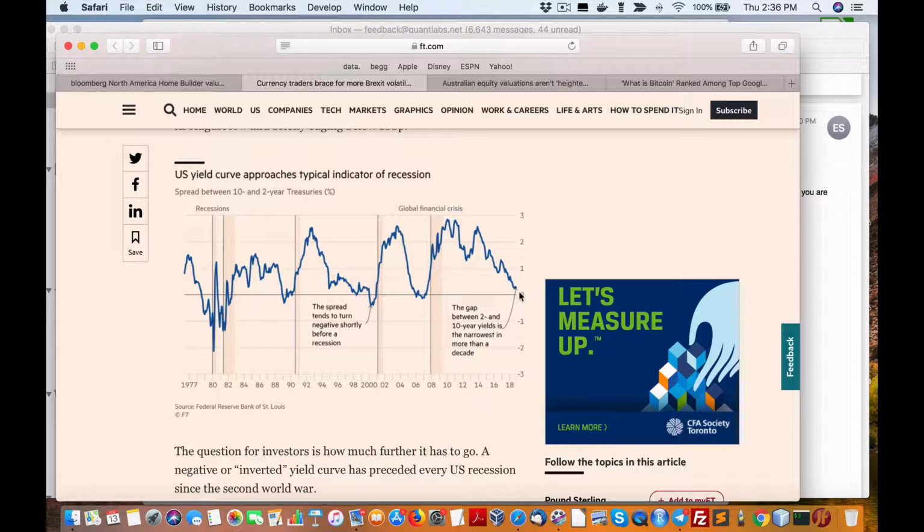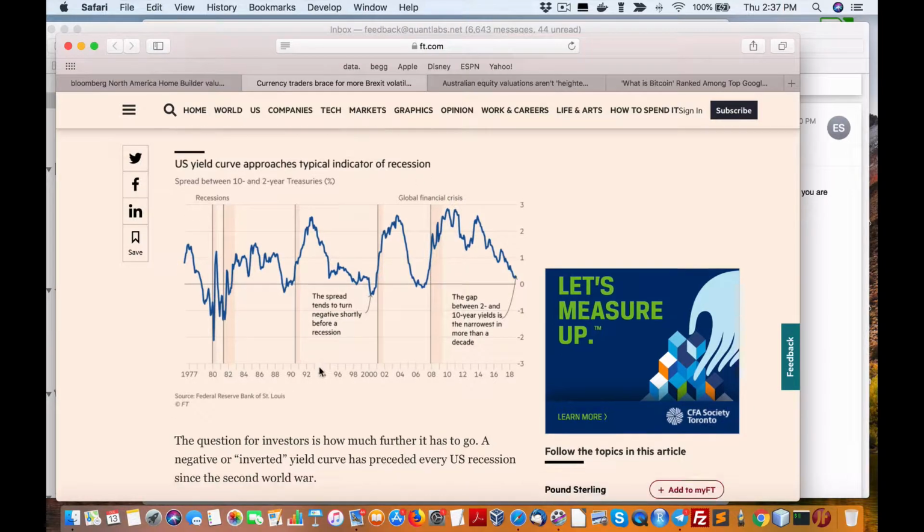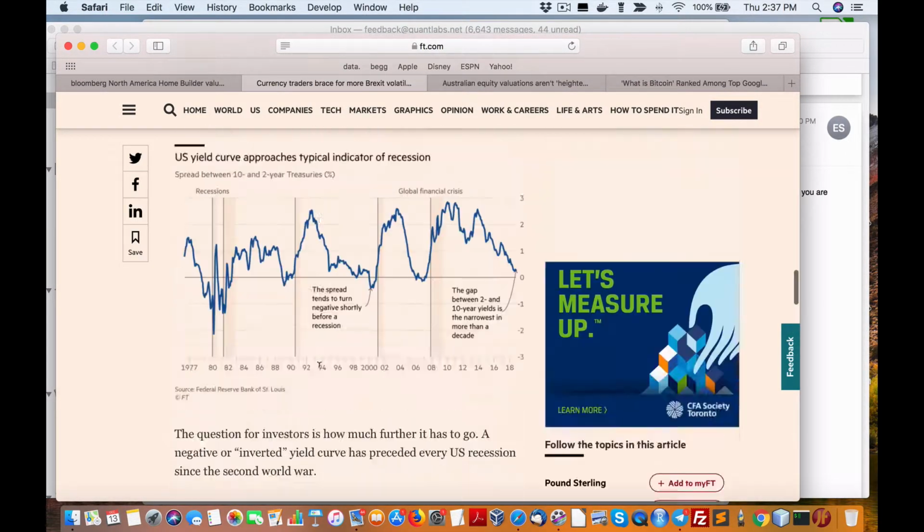Right now, in 2018, the gap between the 2-year and 10-year yield is the narrowest in more than a decade. We're not quite there, but it's moving towards what happened in 2008, 2000, 1990, and roughly the late 70s. So that's a very, very good indicator.